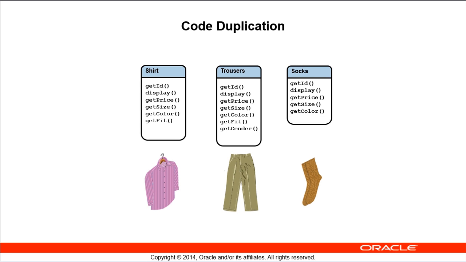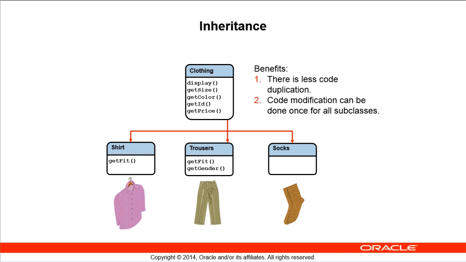If Duke's Choice decides to add a third item, socks, as well as trousers and shirts, you may find even greater code duplication. This diagram shows only the getter methods for accessing the properties of the new objects. 3 instances of getID, 3 instances of display, and so on. Fortunately, you can eliminate code duplication in the classes by implementing inheritance.